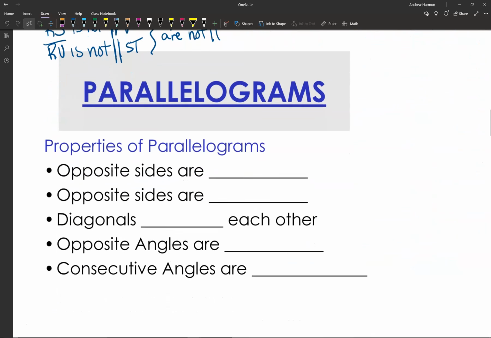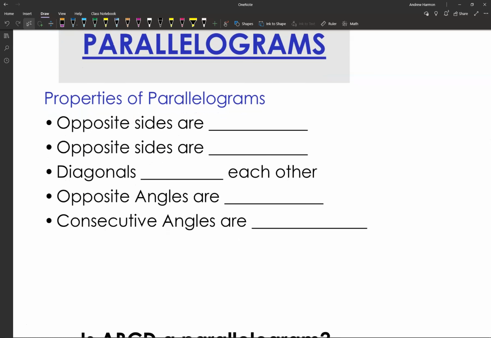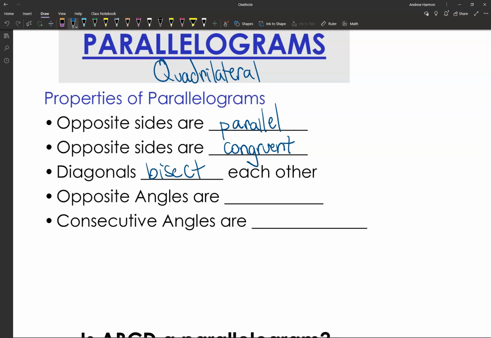Alright, let's take a look at one more example. So in this one, we're going to talk about parallelograms. So parallelograms actually have 5 special properties. And the first property is that, well, it's a quadrilateral. But knowing that it's a quadrilateral, it has 5 properties. And those properties are opposite sides, and this is where the definition comes from, are parallel. Also, opposite sides are congruent. Diagonals bisect each other. Opposite angles are congruent.